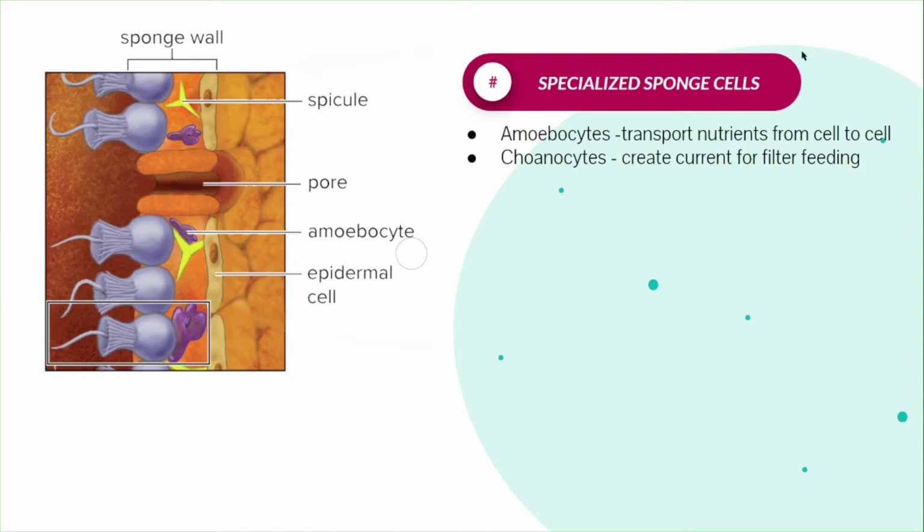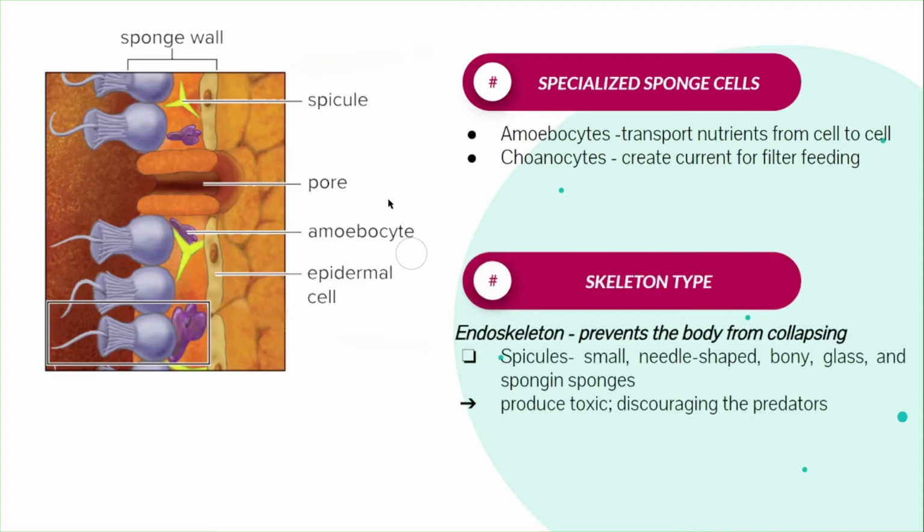The sponges have specialized cells, the amoebocytes here, and they will transport nutrients from cell to cell, and the choanocyte will create current for filter feeding by acting as a pump.